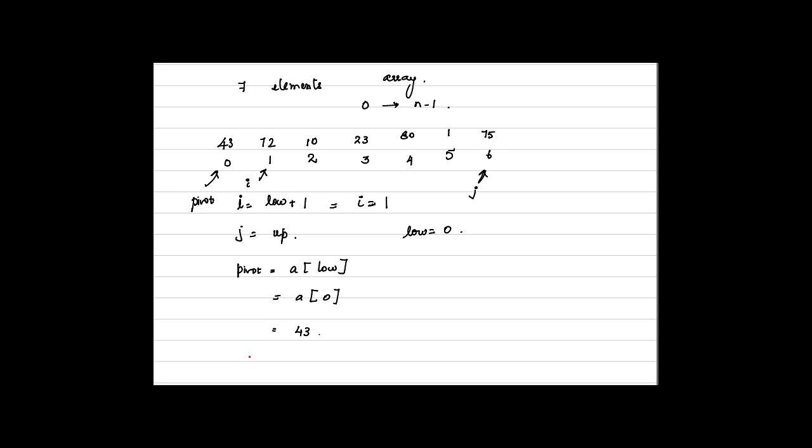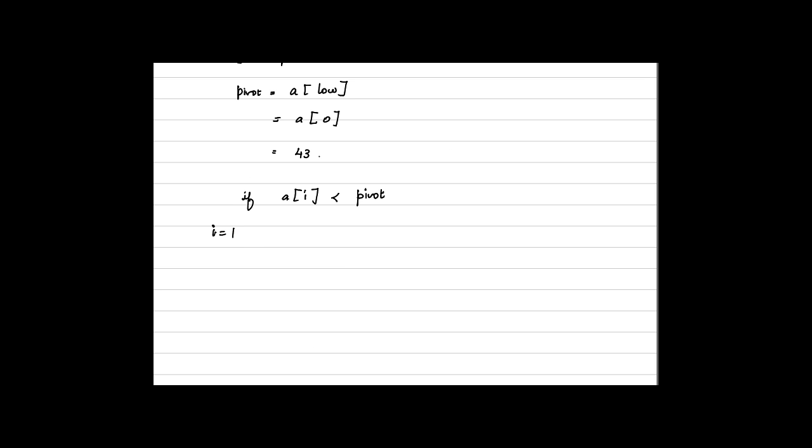Next it goes into the loop. It checks if A of I is less than or equal to the pivot element. So here, since I is equal to 1, A of 1 will be now 72. Our pivot is 43. So it checks 72 is less than or equal to 43. Condition is false.